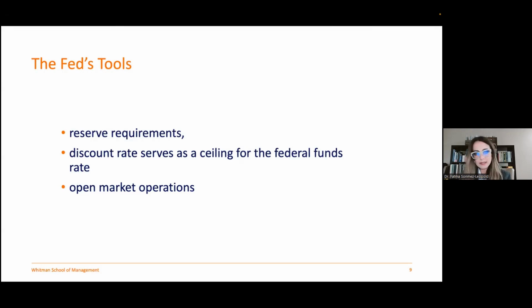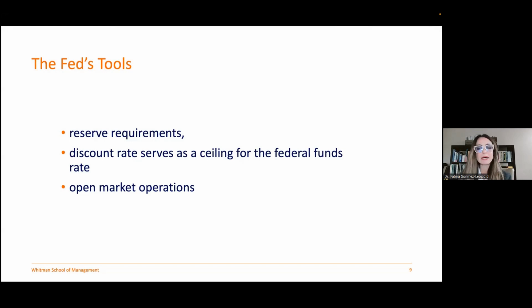The other tool is the discount rate. This discount rate is different than the federal fund rate. The federal fund rate, as I said, is used to borrow and lend among banks based on their excess reserves. A discount rate is what banks pay to borrow from the Federal Reserve Bank.